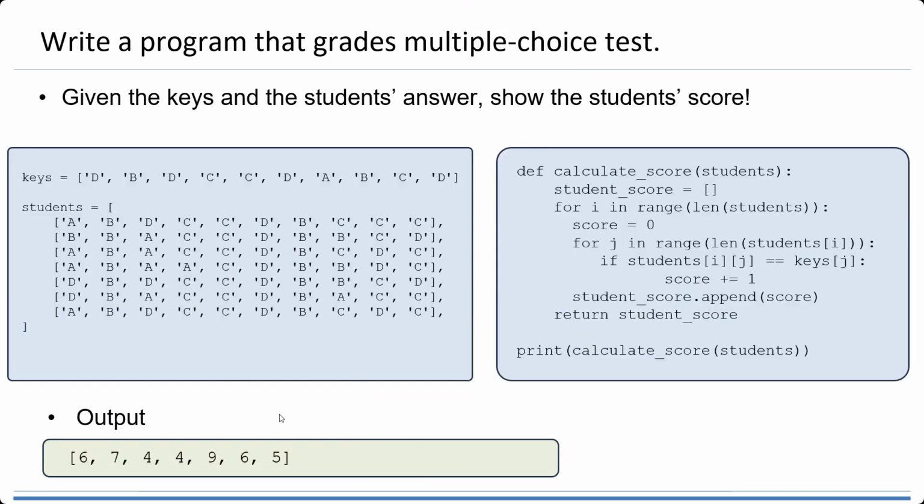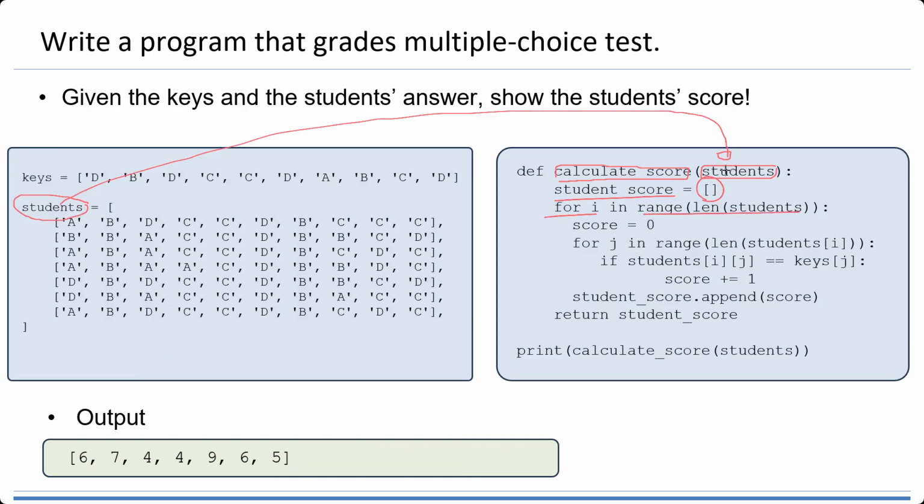Okay, so I give you the solution. Let's check one by one. We make a function, calculate score, and I have one parameter, which is the students. So the students, I want to put into here. Now let me make a new list, student score, with an empty list. Do a for loop with i in the range of the length of the students.